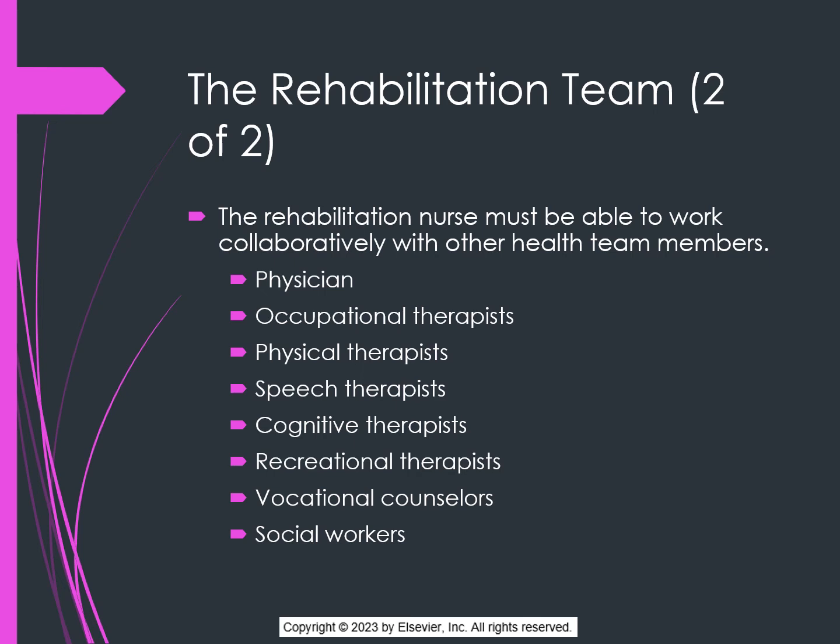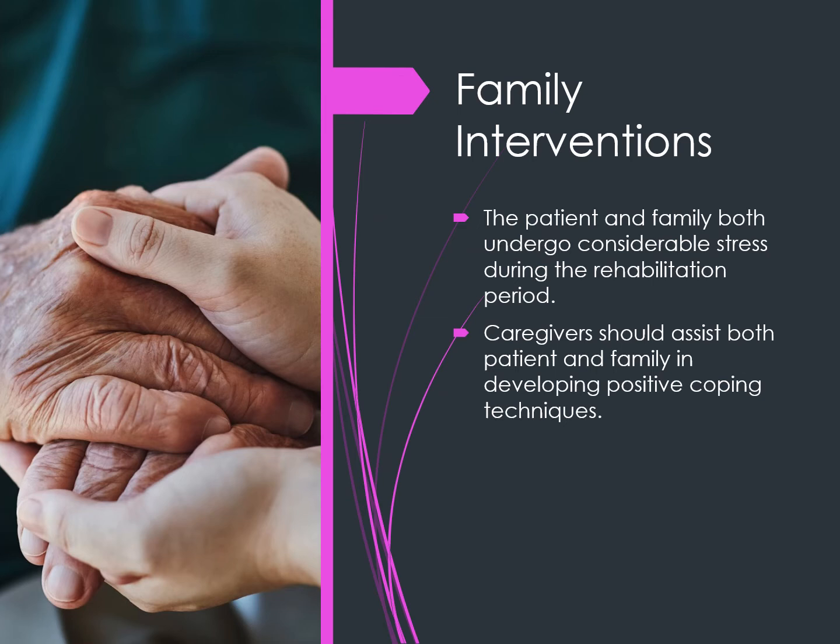Both short and long-term goals must be set. Team conferences are scheduled regularly so that members can collaborate on the patient's care and evaluate any rehabilitation progress. The patient and family will undergo considerable stress during the rehabilitation period. Caregivers need to assist the patient and family in developing positive coping techniques.